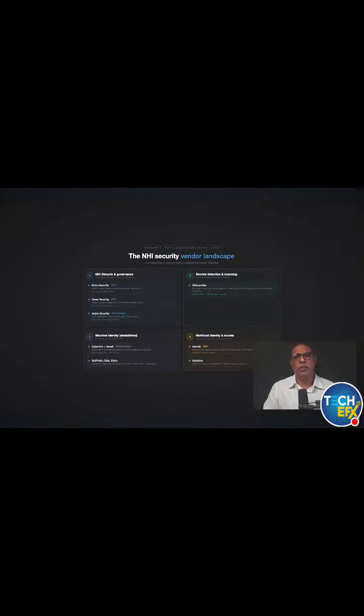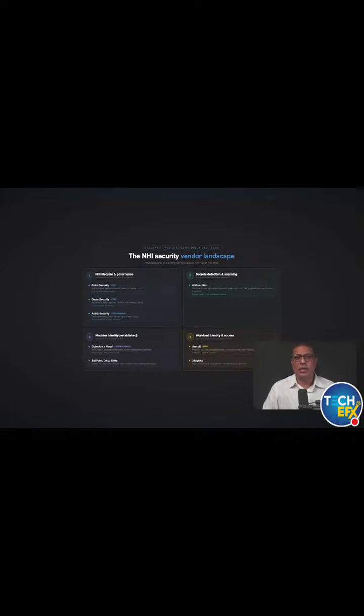Second category is secrets detection and scanning. GitGuardian is the dominant player here, expanding in NHI governance to cover the full life cycle. And third category is machine identity management. The big one here is CyberArk plus Venafi. For your information, CyberArk acquired Venafi for $1.5 billion, which is the single biggest bet on NHI security.